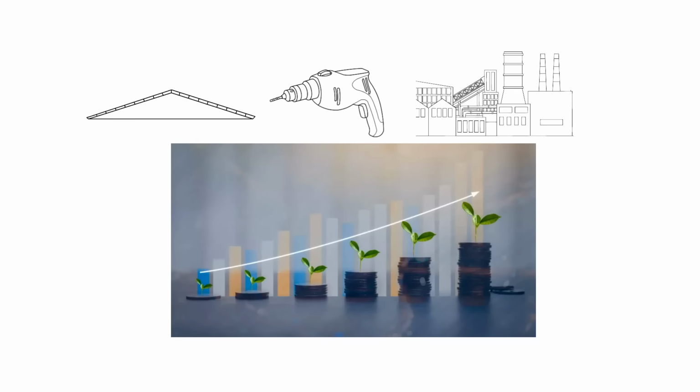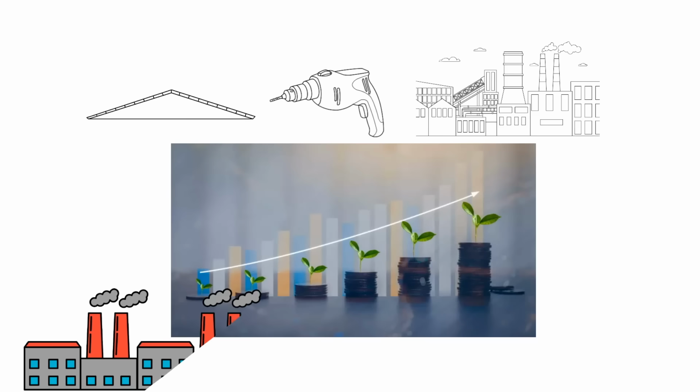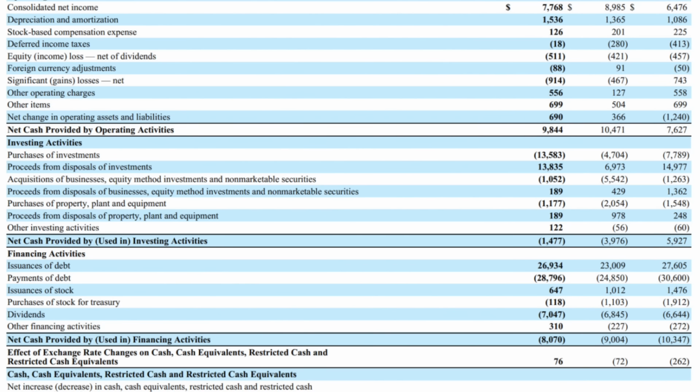a new factory. So if Coca-Cola were to increase the size of one of its factories in order to keep up with the increased demand from consumers, the cash spent on increasing the size of the factory would be considered a capital expenditure. We find this number for CapEx in the investing section of the cash flow statement in the line titled Purchases of Property, Plant, and Equipment.